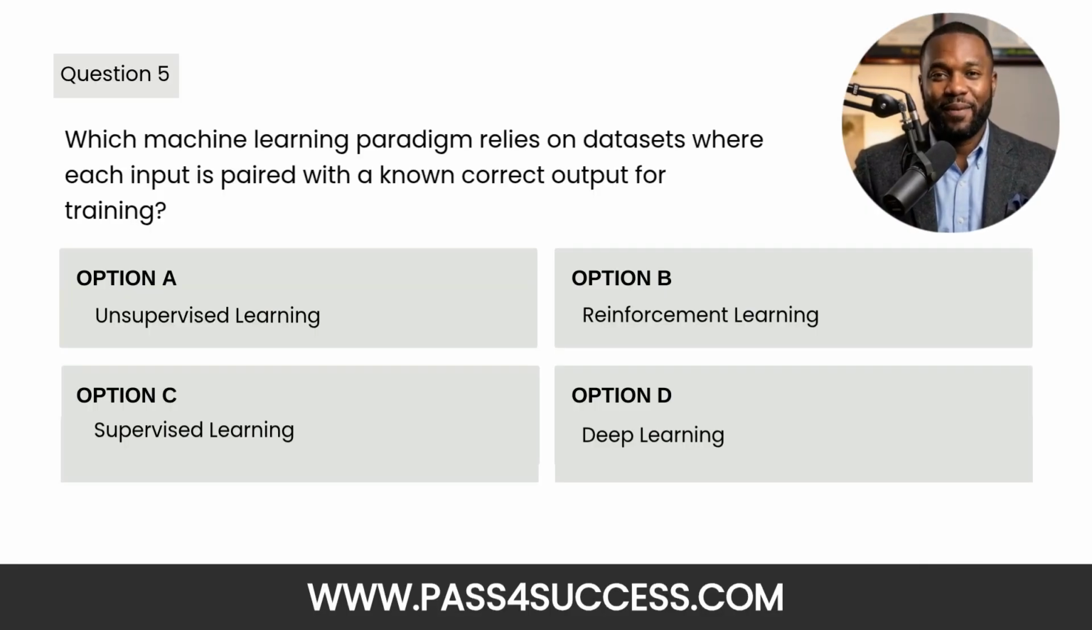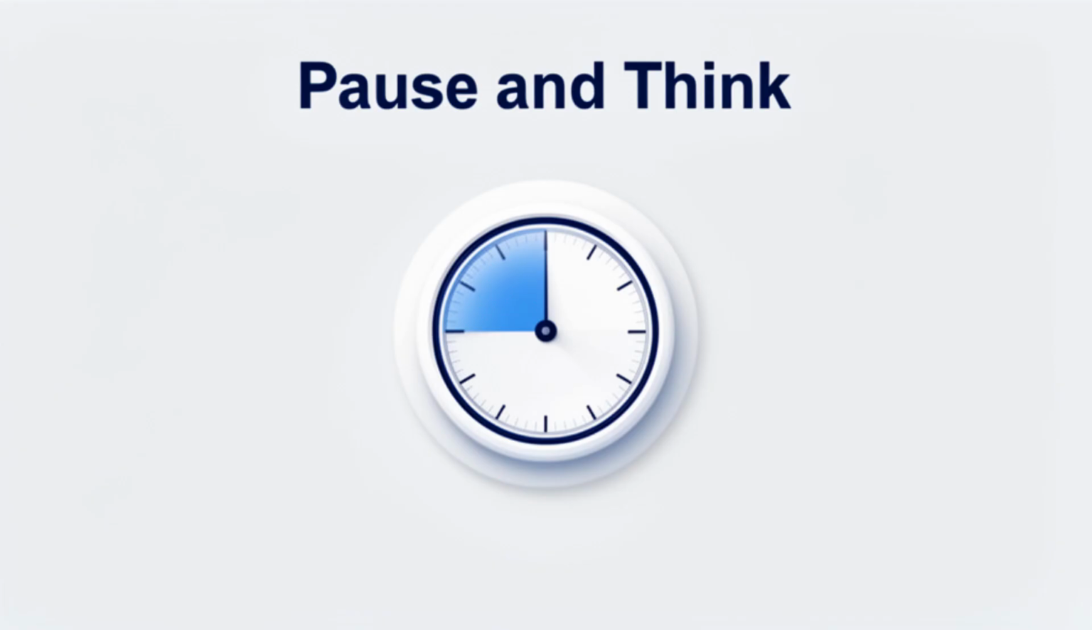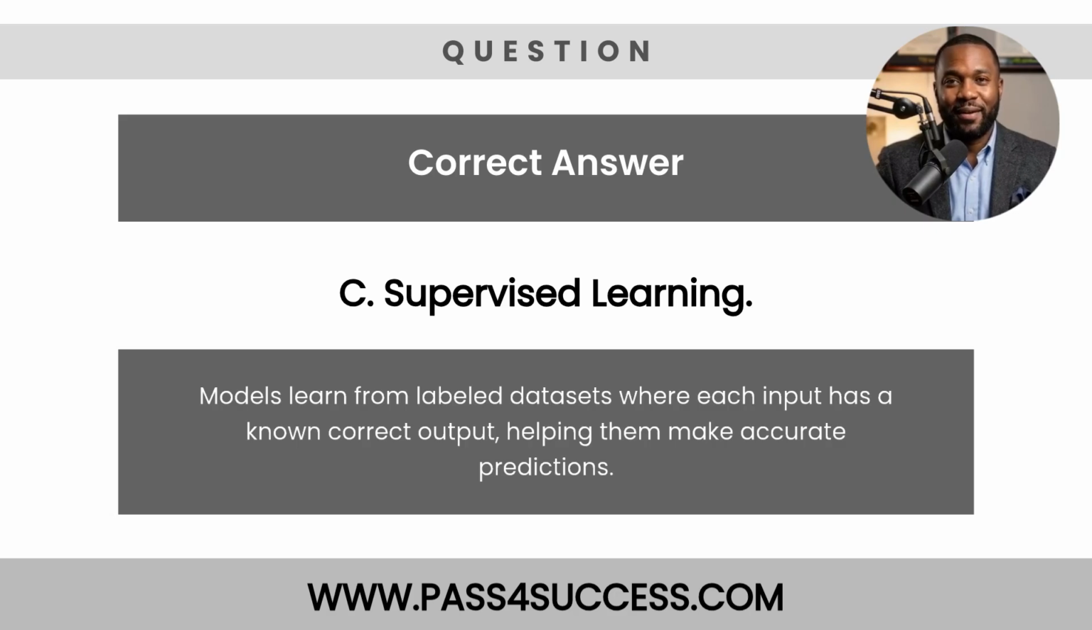Question 5. Which machine learning paradigm relies on datasets where each input is paired with a known correct output for training? A. Unsupervised learning. B. Reinforcement learning. C. Supervised learning. D. Deep learning. Pause for 5 seconds. Think about the best answer. The correct answer is C. Supervised learning. Explanation. Models learn from labeled datasets where each input has a known correct output, helping them make accurate predictions.